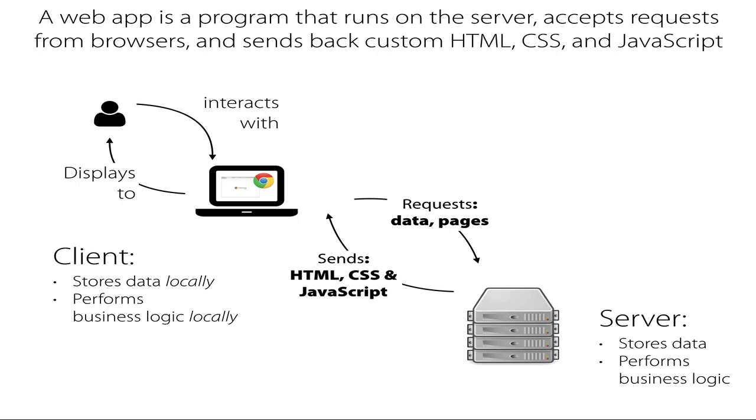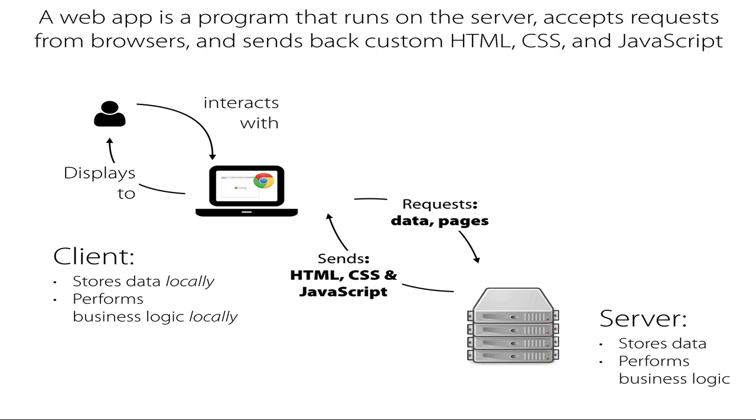So a web app is a program that runs on the server, accepts requests from browsers, and sends back custom HTML, CSS, and JavaScript, as I said in the previous slide. Okay, so here's a little bit more detail on that. The user in the top left interacts with a browser. Okay, the browser requests data or pages or whatnot from a server.